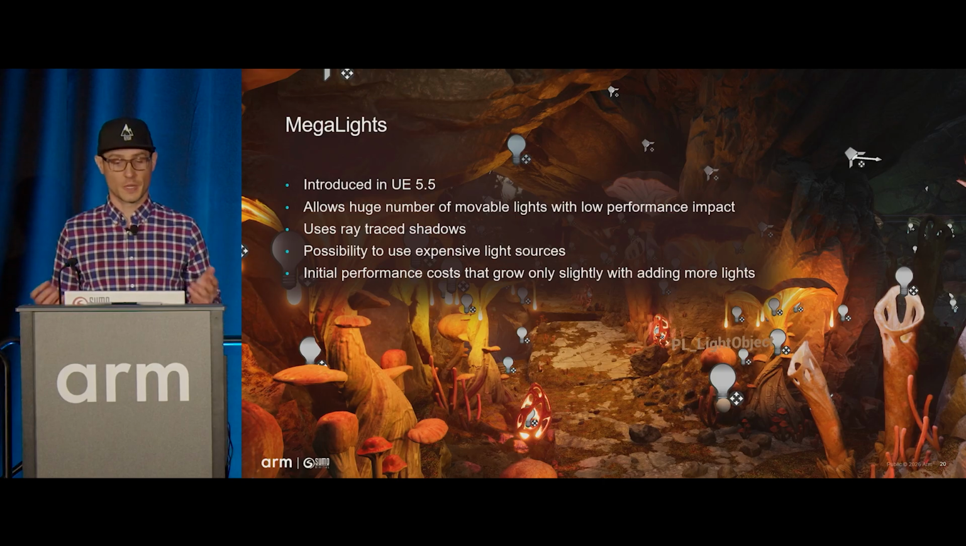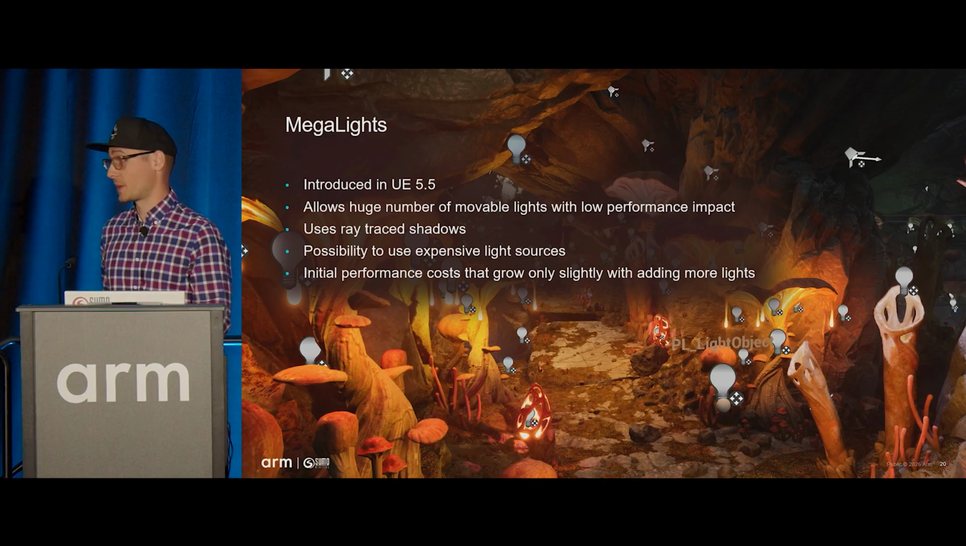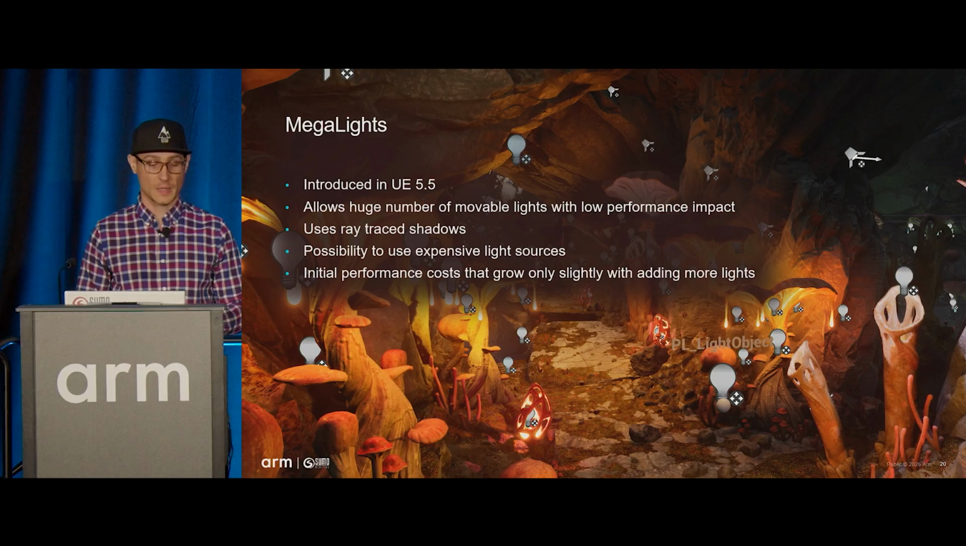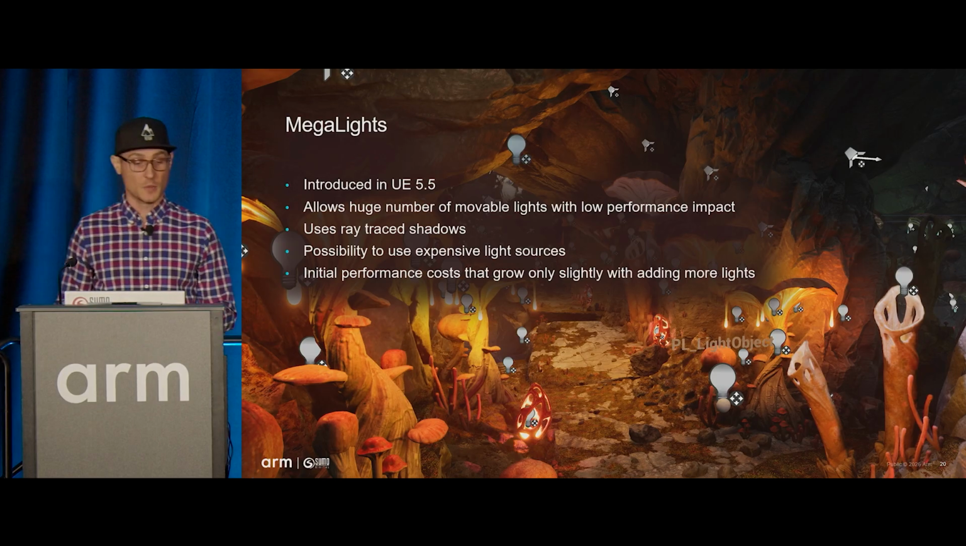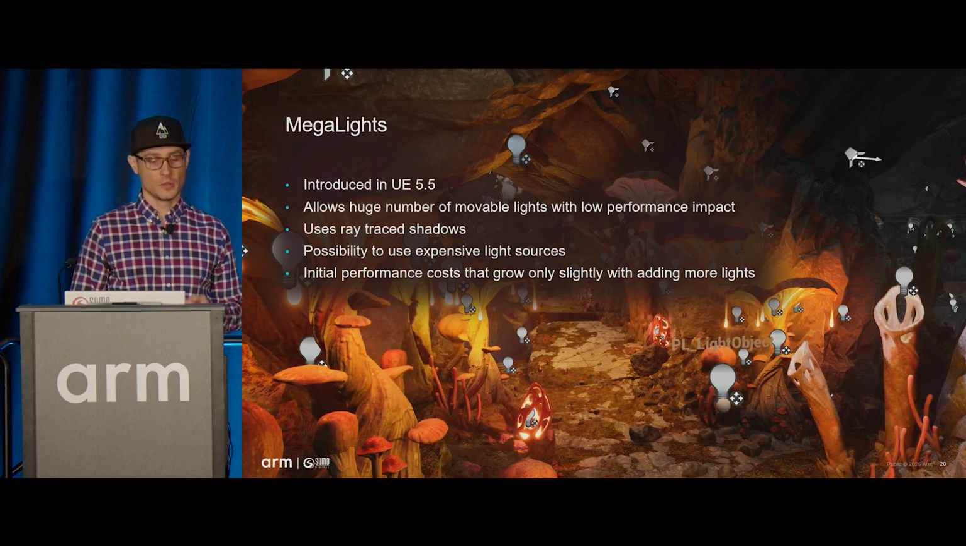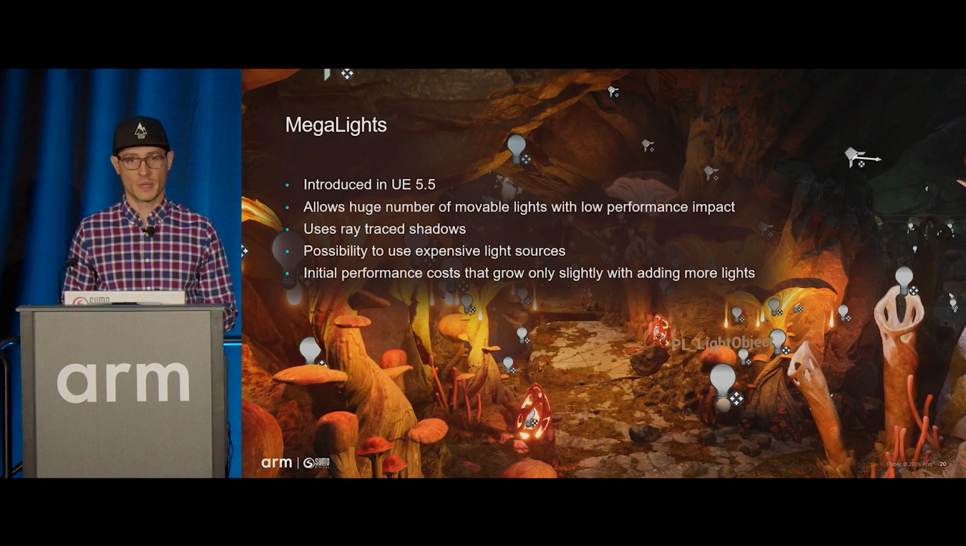I believe most of you already heard about MegaLights, but let me do a quick summary. MegaLights was introduced in Unreal 5.5, and the main feature is that it allows us to use a huge number of movable lights with low performance impact.